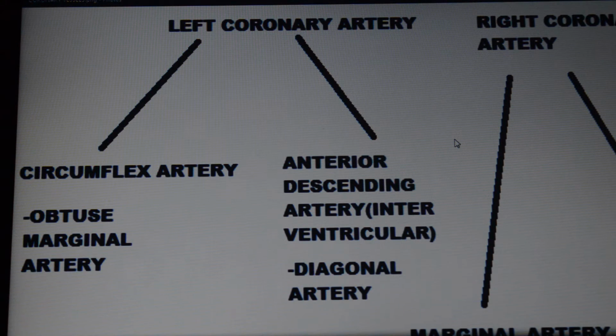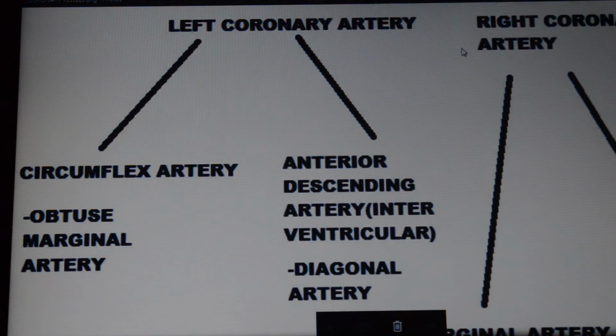And next is the anterior descending artery, also called the artery of the interventricular septum. It supplies blood to the base of the ventricles and the interventricular septum. It gives sub-branches to the diagonal artery in the posterior of the left ventricle.